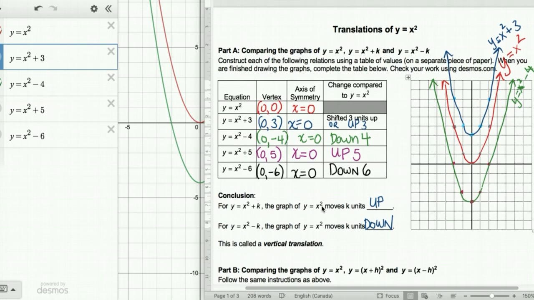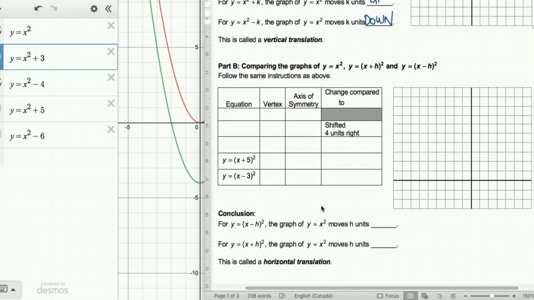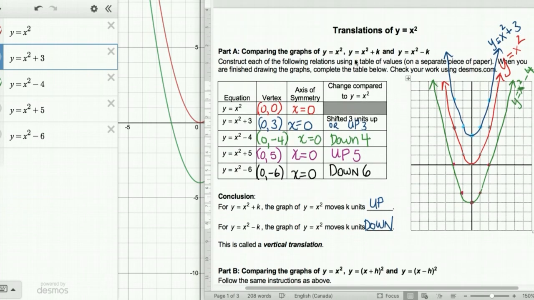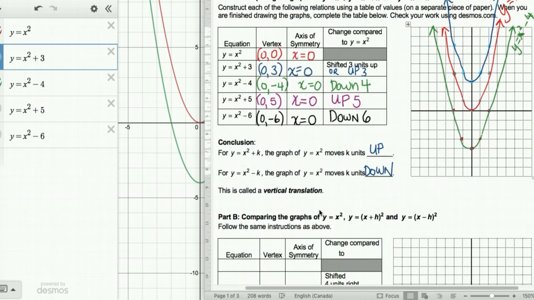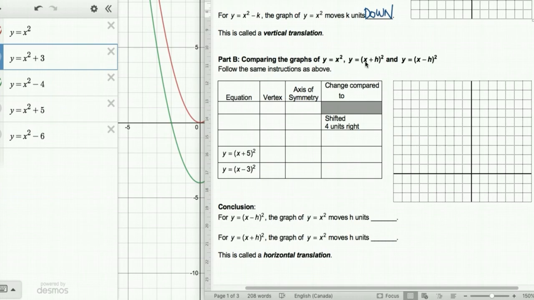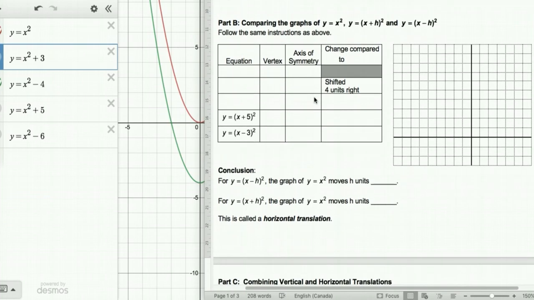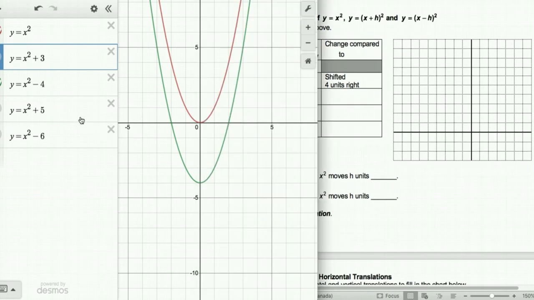All right, so let's move on to the second part of our investigation. Okay, so now compared to here, where it was plus k, minus k, what happens now if we modify the equation this way? So we have brackets x plus h squared or x minus h. So we're going to see how the graph changes with these ones.